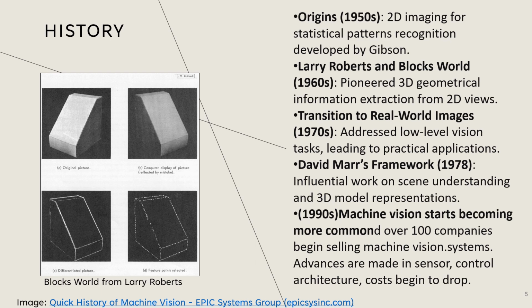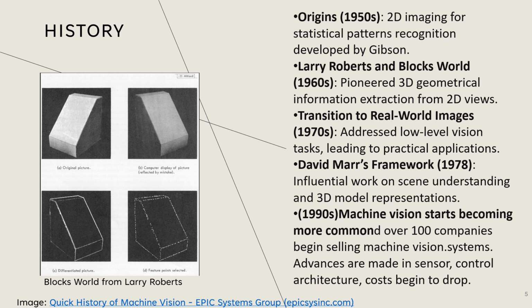Which takes us to the history of computer vision, which originated in the 1950s when Gibson was able to develop statistical patterns for recognition of 2D imaging pictures. And later in the 60s, Larry Roberts pioneered 3D geometrical information extraction from 2D views, and you can see it on a picture on the left of his research.